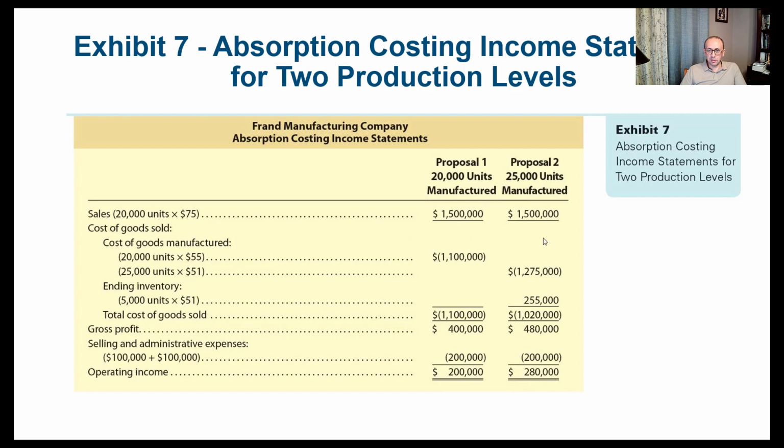So notice, even though our sales are the same under proposal 1 and proposal 2, when we produced more than what we sold, we end up having higher operating income under absorption costing. And why is that? Because ending inventory absorbs part of the fixed cost. And that way it gives us a chance to increase our gross profit and our operating income.